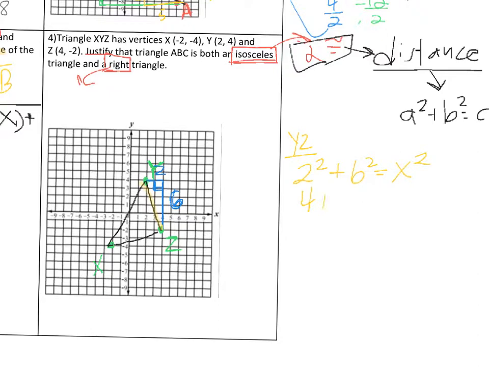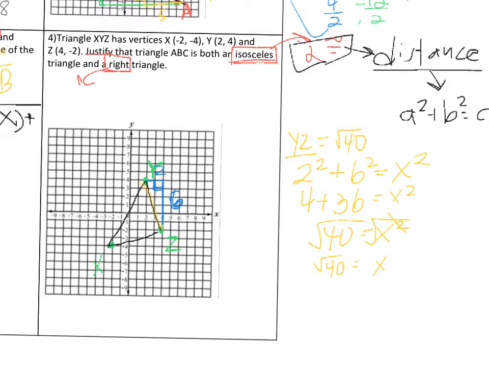We can solve this by simplifying each side. We get 4 plus 36, which is 40, equals x squared. And to find the length of that side, we're going to have to take the square root to eliminate the exponent, and we find that that side, yz, has a length of radical 40. You could simplify and make this a decimal, but since I know that 40 is not a perfect square, I like to leave it in radical form because that's actually more precise. So we know that side yz has a length of radical 40.